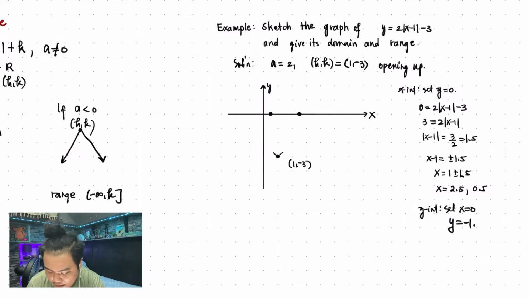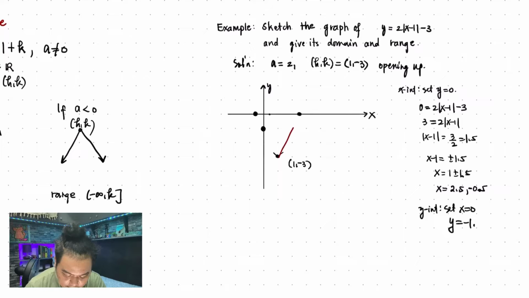Y-intercept is negative 1. Pero may nakita akong maling minus dito. Hindi nagtutugma yung graph. Nakita ko na dito. 1 plus 1.5 is 2.5. 1 minus 1.5 is negative 0.5. So, dapat yung x-intercept ko ay nandun sa negative x. Okay. So, this is negative 0.5. Ito yung 2.5. And the y-intercept is negative 1. And then, connect the dots.